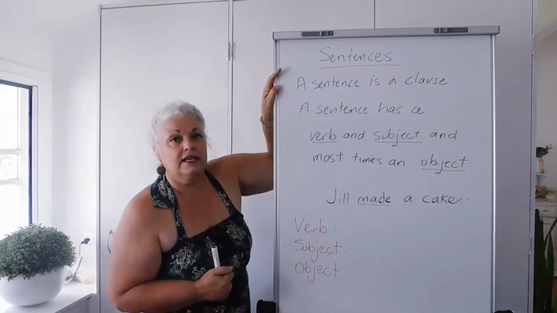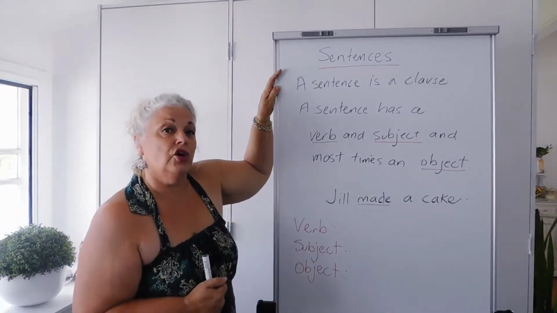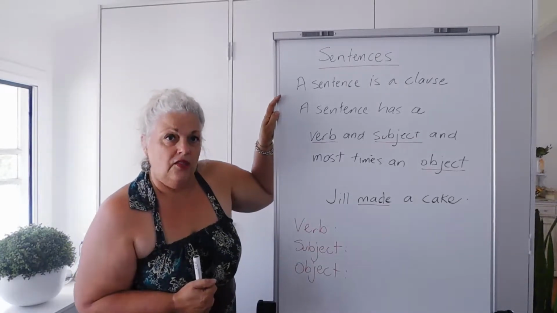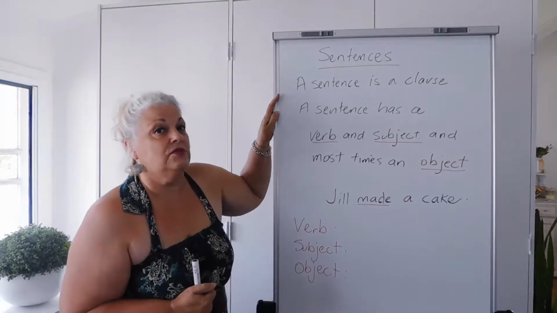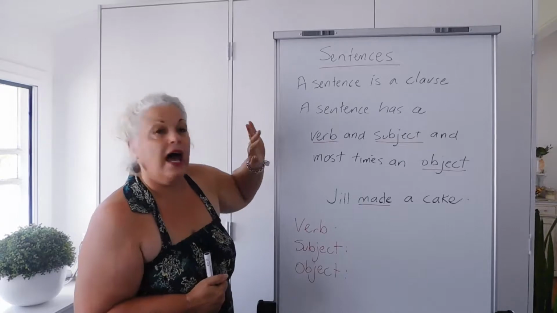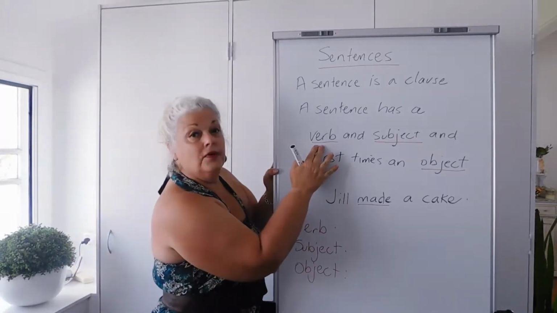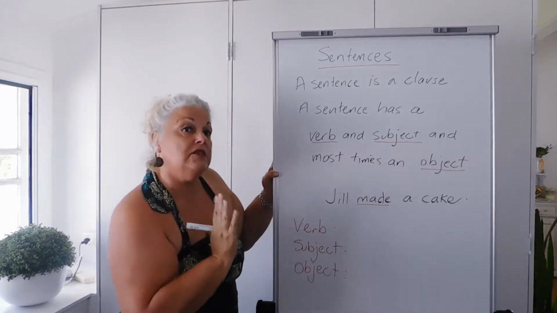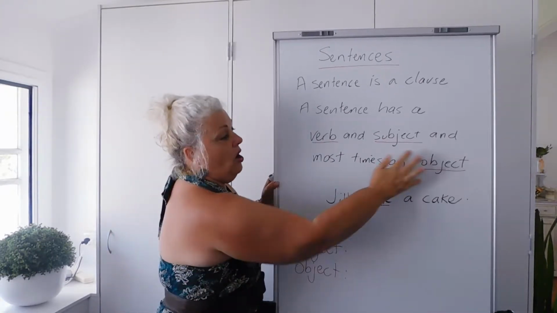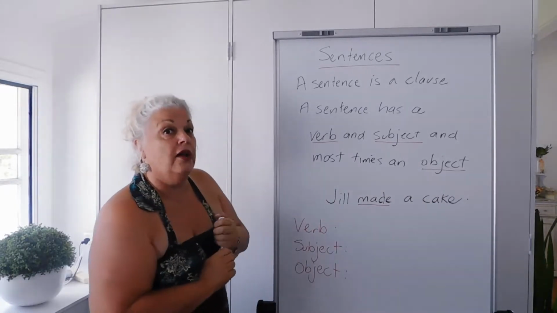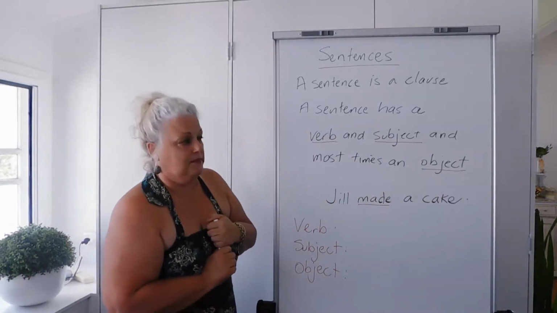So today, a sentence, what is it? Last term, I taught you that a sentence is a clause, though a clause is not always a sentence, which we'll deal with in a later lesson. A sentence has to have a verb and a subject. They are the minimum requirements for a sentence. Most times, it also has an object, and I'll teach you how to find those parts of a sentence.